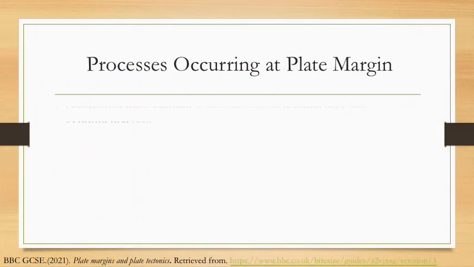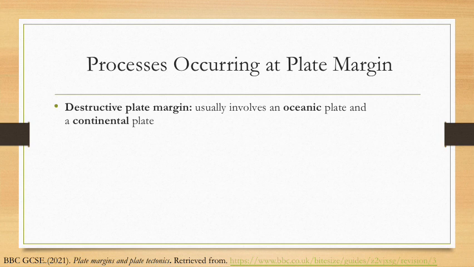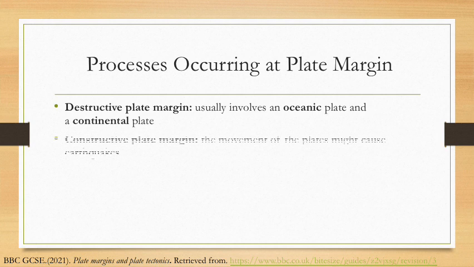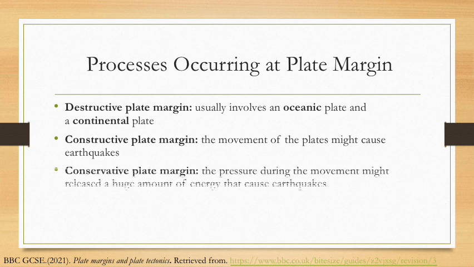Moving on, a destructive plate margin is where the plates move towards one another, and this movement can cause earthquakes. On the other hand, a constructive plate margin is where the plates move apart from one another, which makes new land in the form of shield volcanoes. And a conservative plate margin is where the plates move past each other, or side by side, moving at different speeds.